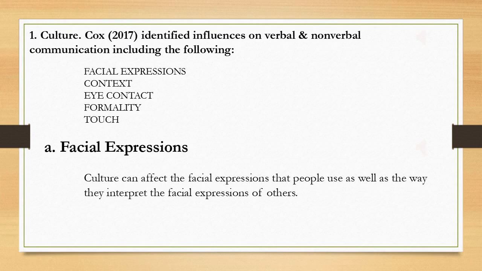Culture. Cox, 2017, identified influences on verbal and nonverbal communication including the following: facial expressions, context, eye contact, formality, touch. Facial expressions. Culture can affect the facial expressions that people use as well as the way they interpret the facial expressions of others. In the United States, for example, smiling can indicate that people are friendly and approachable. In Japanese culture, however, people are expected not to smile because smiling at strangers is seen as inappropriate, particularly for women.